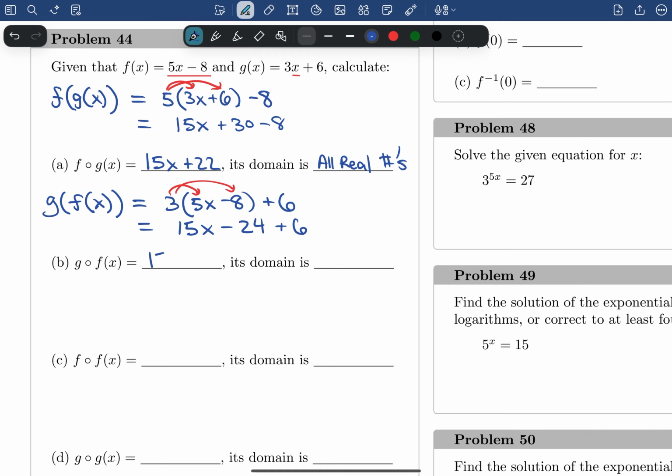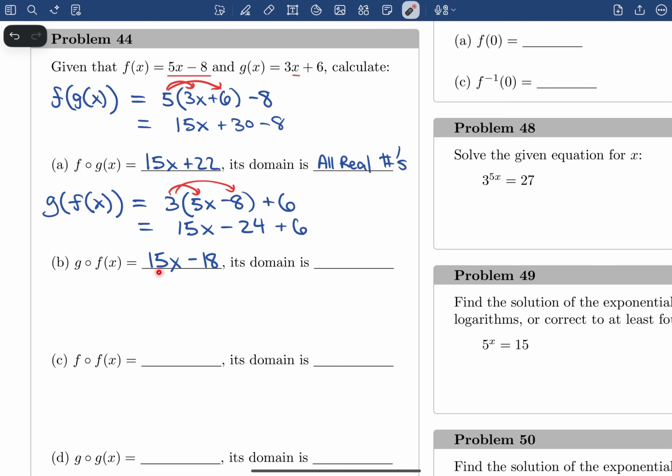Writing my final result, I have 15x minus 18. Negative 24 plus 6 is negative 18. And surprisingly enough, once again, I just got a linear function out of it. And you'll notice this is different than this, right? f of g of x is not the same thing as g of f of x.